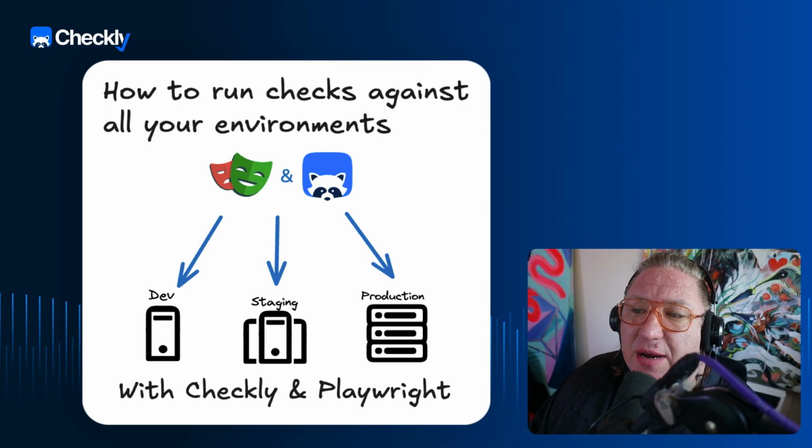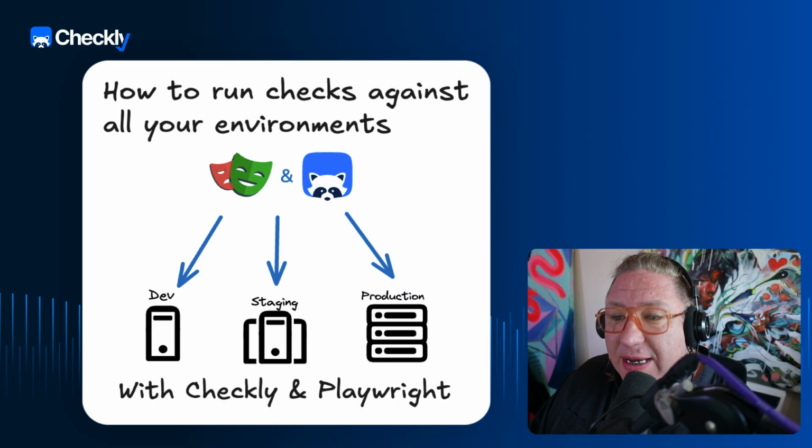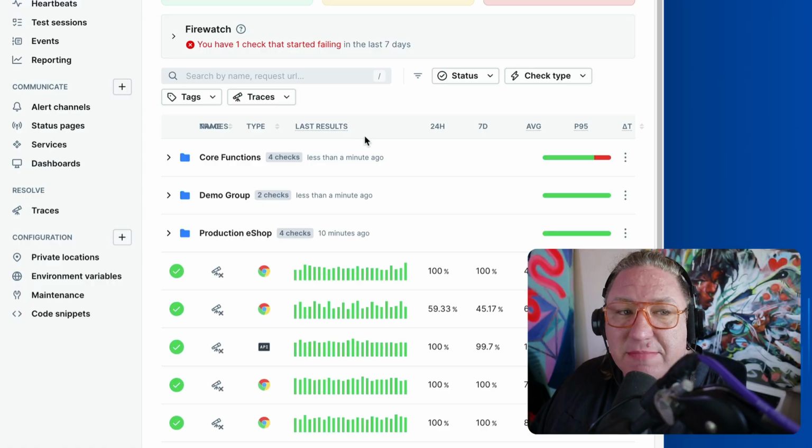Here's how to manage environment variables with Checkly to run the same check in multiple environments. This strategy works for both API checks and browser checks written in Playwright.